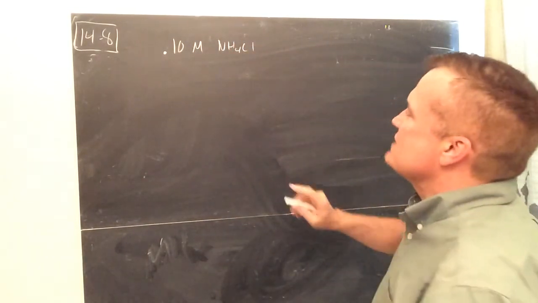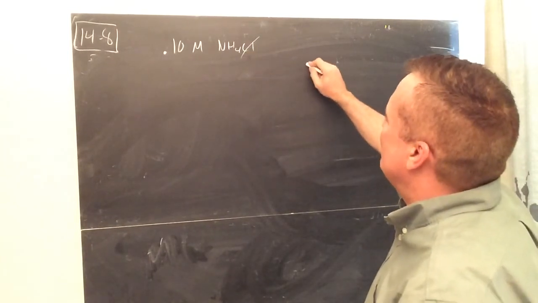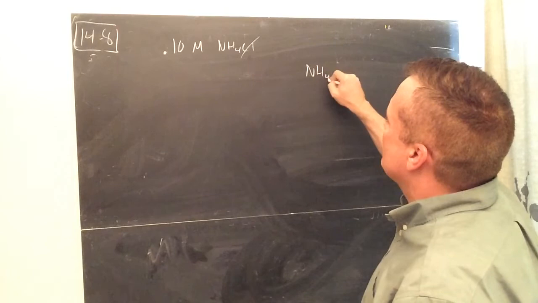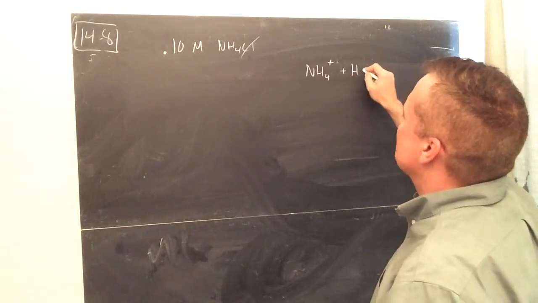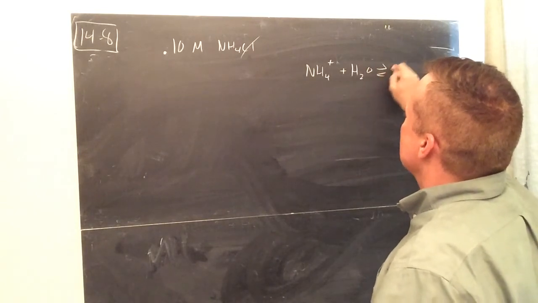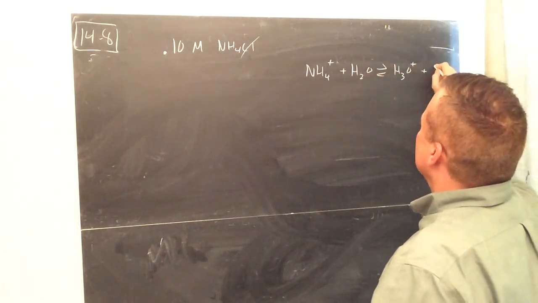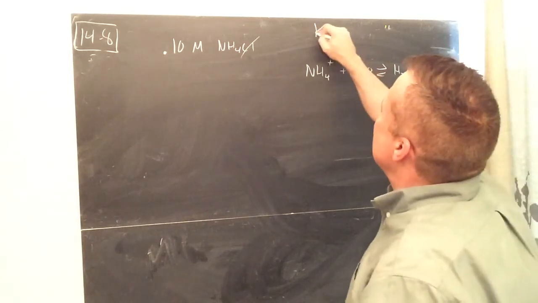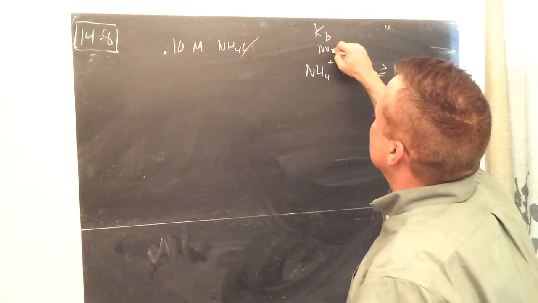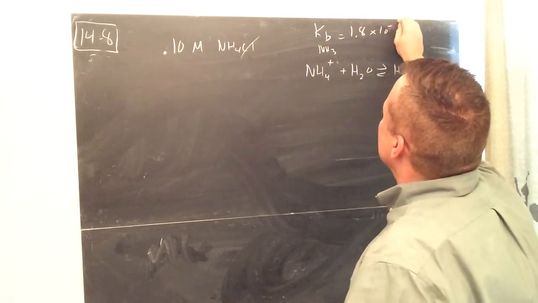Here we go. Again, chloride came from a strong acid, so you know that's not the one that will react with water. It'll be NH4 plus and water. I'll just make it H2O, because I know on this side we're going to put H3O plus and NH3. Now, the Kb for NH3 is equal to 1.8 times 10 to the negative 5.